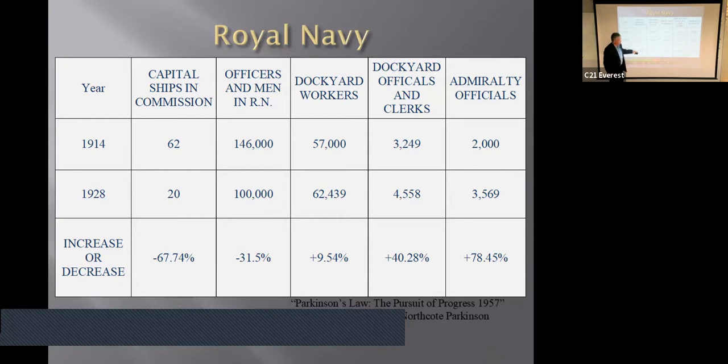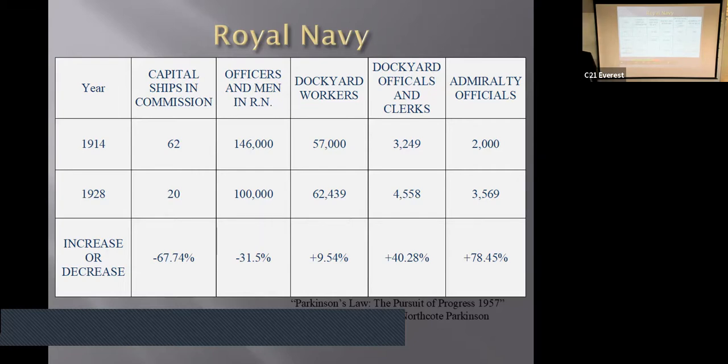Why did the number of ships go down? Well, don't worry about why the ships went down. Basically, World War I was over, is why that went down. But why did the number of officials, the top level of management, go up when the ships went down? Did it cost less to have managers managing everyone else who was doing all the work?